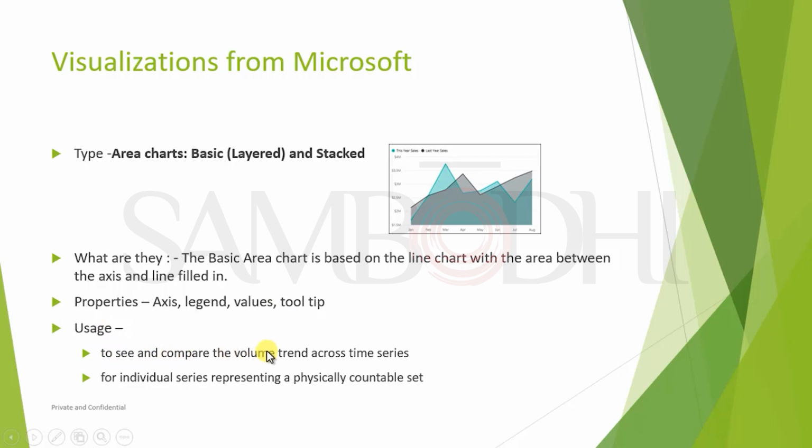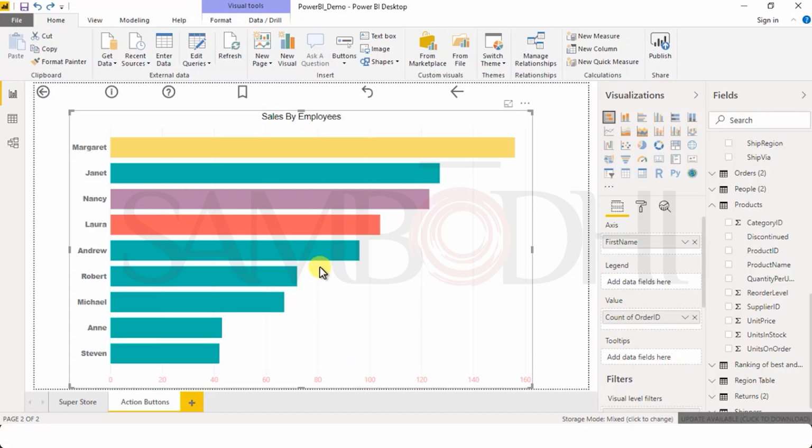Usage is to see and compare the volume trend across the time series. So as you see, the time series is anyway present over here, and for individual series representing a visible countable set. So we'll take an example of the second line and individual series of a physically countable set. Now let's have a look. So this was one of the charts we just explored, with all the properties of the first row of the stack charts, right? Now the area chart is just below it.